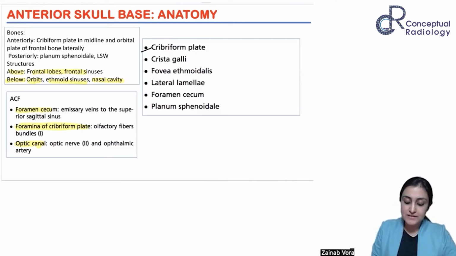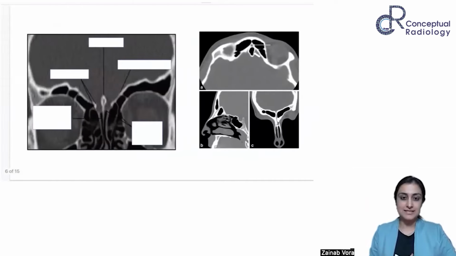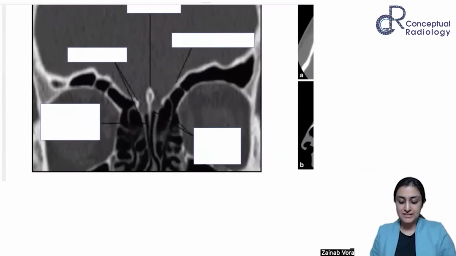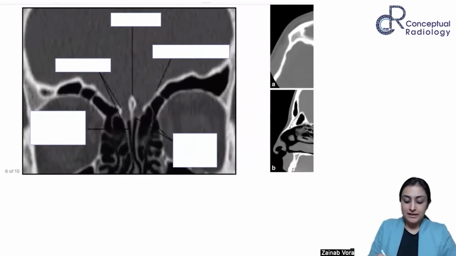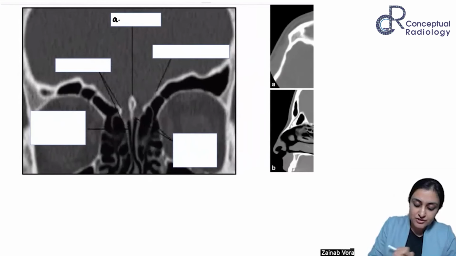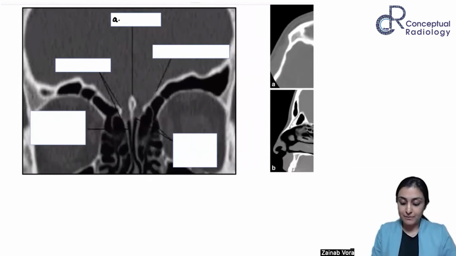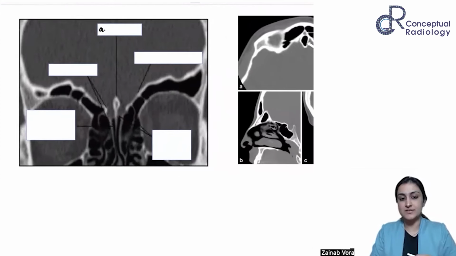You need to know where the cribriform plate is, where the crista galli is, where the fovea ethmoidalis, lateral lamellae, foramen cecum, and planum sphenoidale are. So this is your checklist. Let's see if you guys can tell me. Let's start off here. Can you tell me what structure A is? What is it that I have marked with A? Let's try and discuss this.